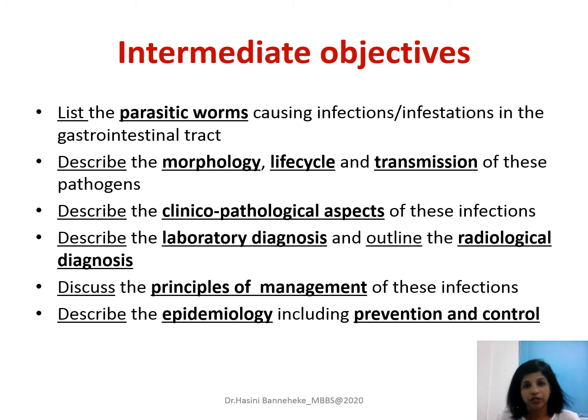In addition, later on you need to know how you can confirm those parasitic infections in the laboratory. First you get their history and a clinical examination, which will give you a clue to which parasitic infection this is, and then with the help of laboratory tests you are going to confirm the diagnosis. And in certain instances, there may be radiological investigations which can be done to diagnose certain parasitic infections. That also you need to know.